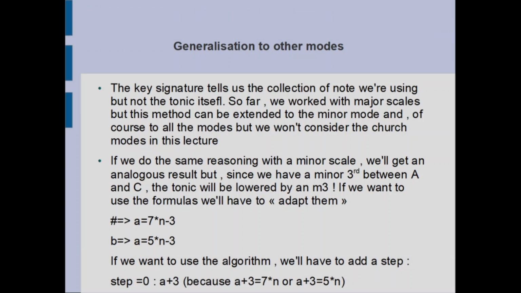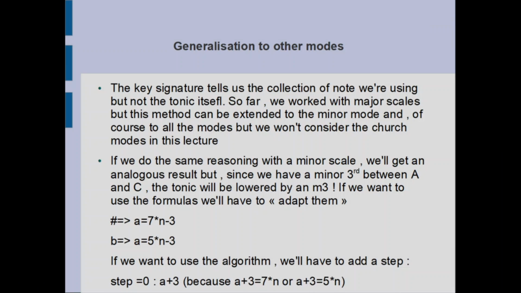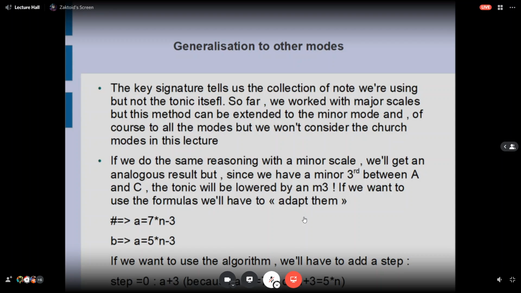In the Dorian mode, the formula for sharp will be A equal 7 times n plus 1, and B for the flat, A equal 5 times n plus 1. If you want to work with the Phrygian mode, it will be plus 2. Sorry, 7 for sharp: A equal 7 times n plus 2, and for the flat A equal 5 times n plus 2. If you want to work with the Phrygian mode, it will be A equal 7 times n plus 4, and for the flats, it will be 5 times n plus 4. It can be generalized to all the modes.